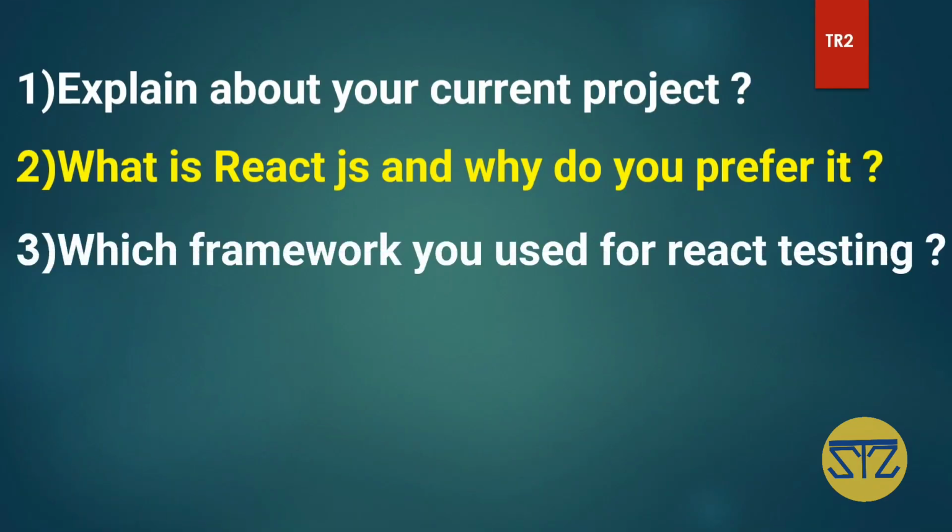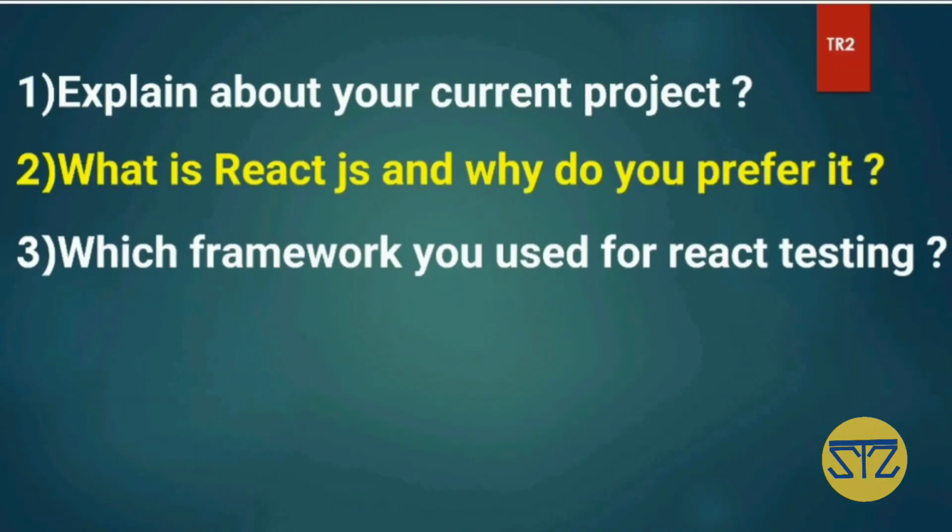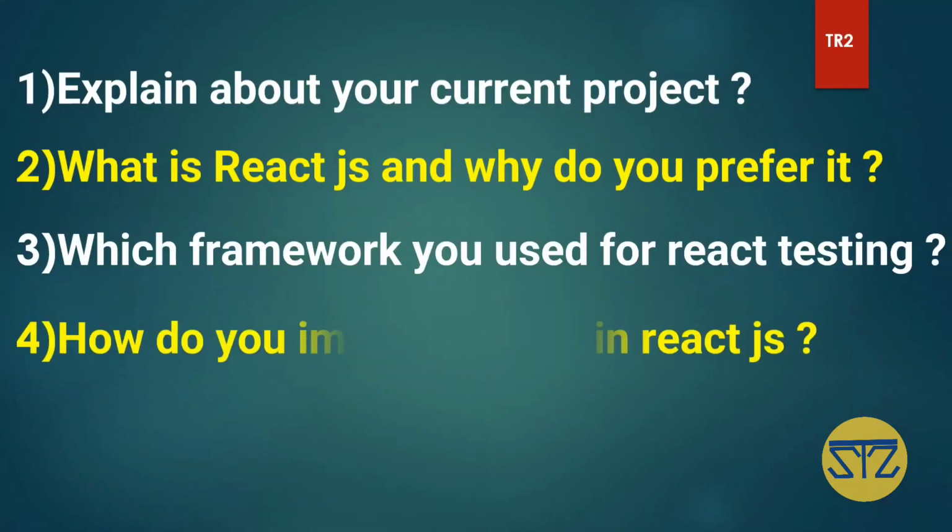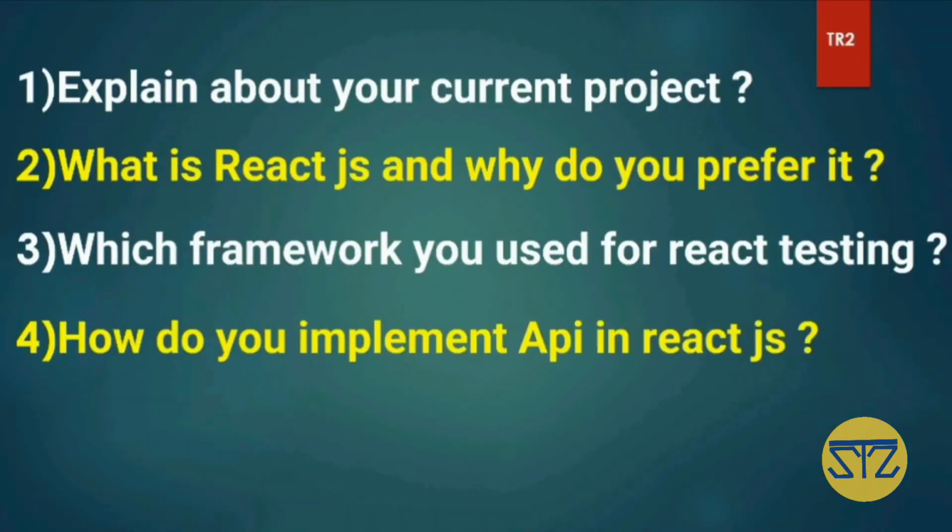So the next question is which framework you have used for React testing. So this you can tell whichever framework you have used in your project, but I have answered just framework. Next question is how do you implement API in React.js? So the answer is we are using Axios. In the component, we use the useEffect hook to make the API request when the component mounts.